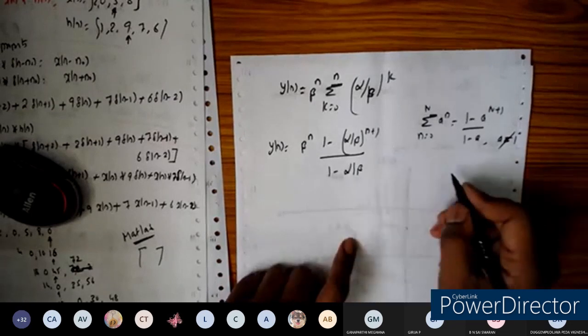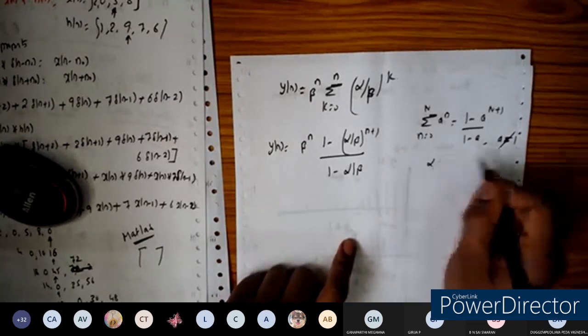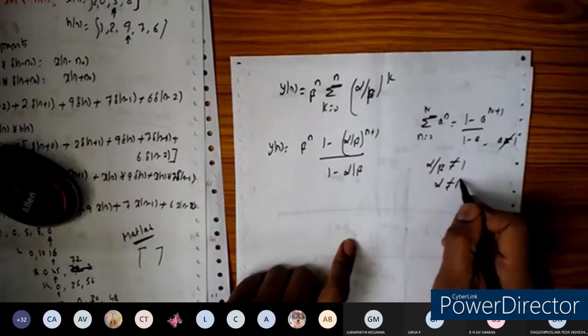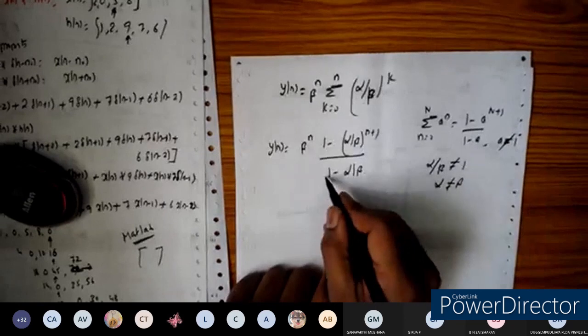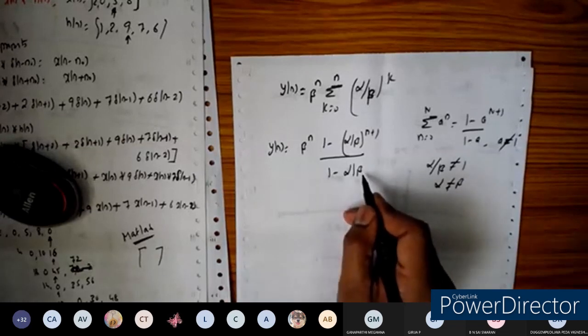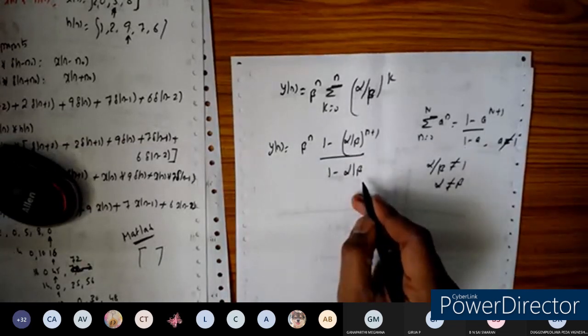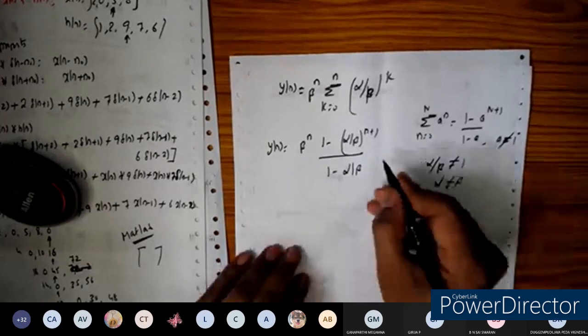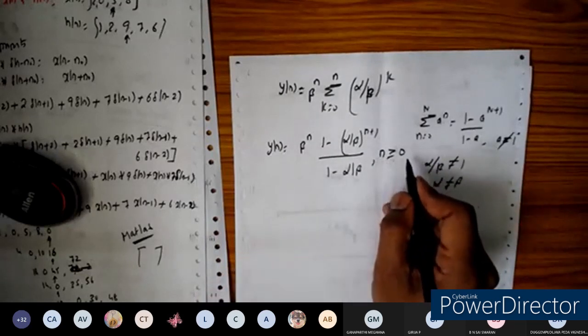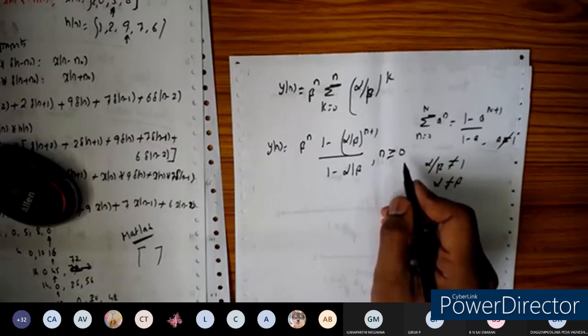Here the condition is that a should not be equal to 1, that is, alpha by beta should not be equal to 1, or alpha should not be equal to beta. If alpha is equal to beta, alpha by beta will become 1 here. So 1 minus 1 will become 0, and 1 by 0 will become infinity. Okay, so this is for the case n is greater than or equal to 0.